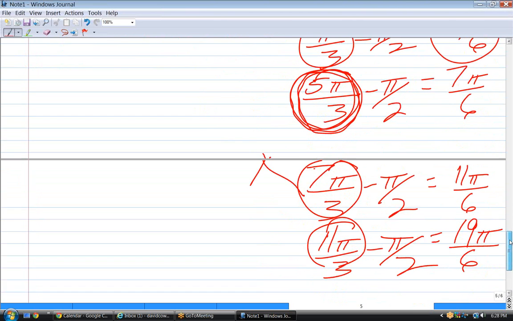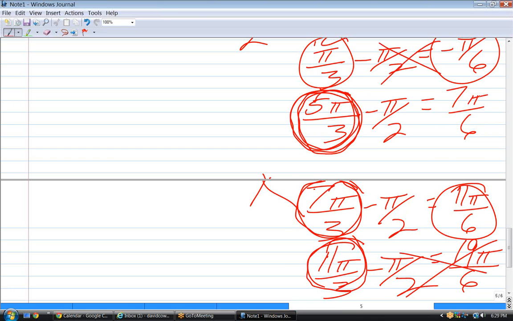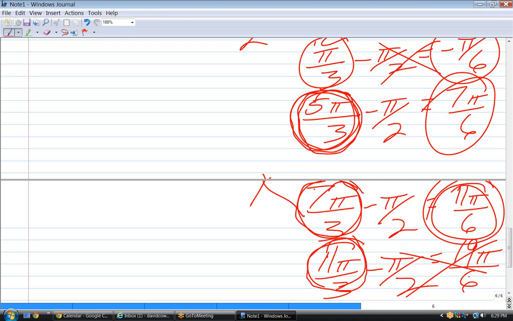And notice as we did that, the next place was 7 pi over 3, and that's how I got the 11 pi over 6 answer. But then the next place was here, and when I subtract pi over 2 from that, I get 19 pi over 6, which is outside of 3 pi. That's greater than 3 pi. So this one doesn't work, and this one doesn't work. The only two answers we have left are that one and that one.